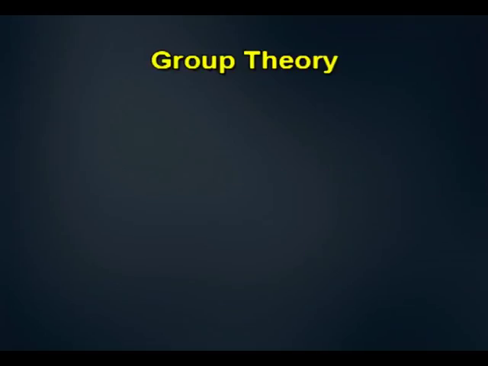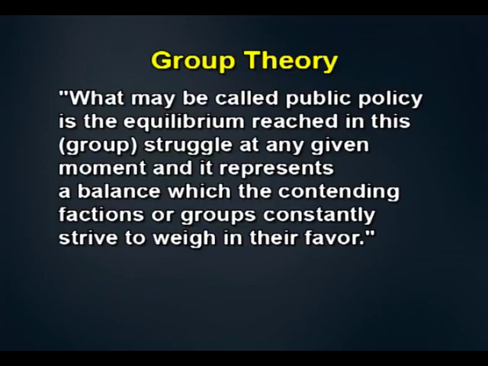According to the group theory of politics, public policy is the product of the group struggle. One writer suggests what may be called public policy is the equilibrium reached in this group struggle at any given moment, and it represents a balance which the contending factions or groups constantly strive to weigh in their favor.